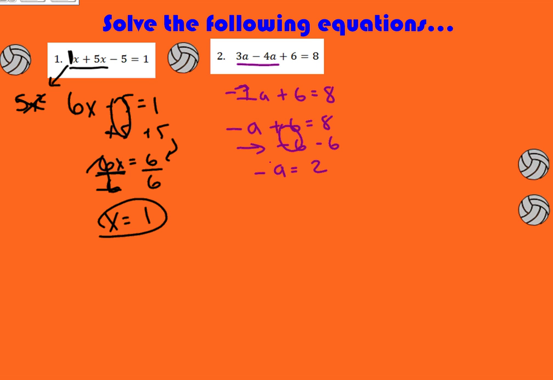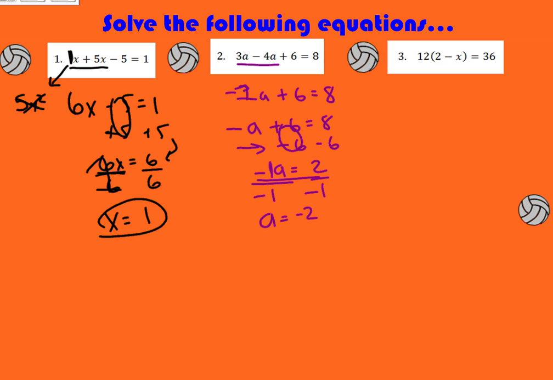Remember what I said, this is kind of like having a negative 1. So to get rid of the negative, I'm going to divide by the exact same thing. I'm just going to divide by negative 1. That's what you do when you have just a negative variable. Just multiply it or divide it by negative 1. All that happens is the signs change. So negative a equals positive 2, so positive a is going to equal negative 2.